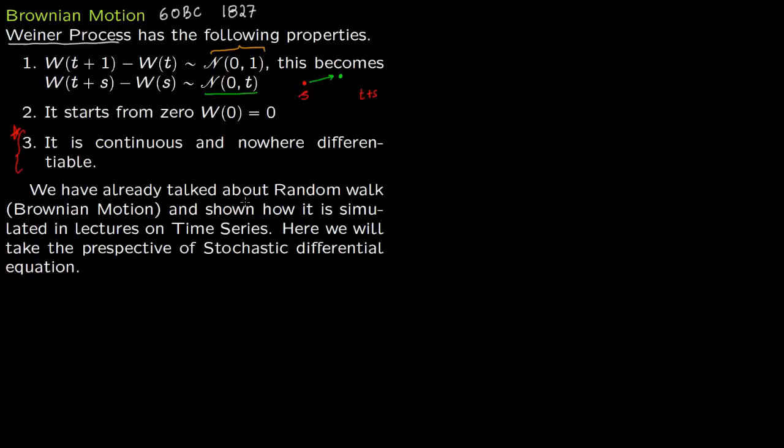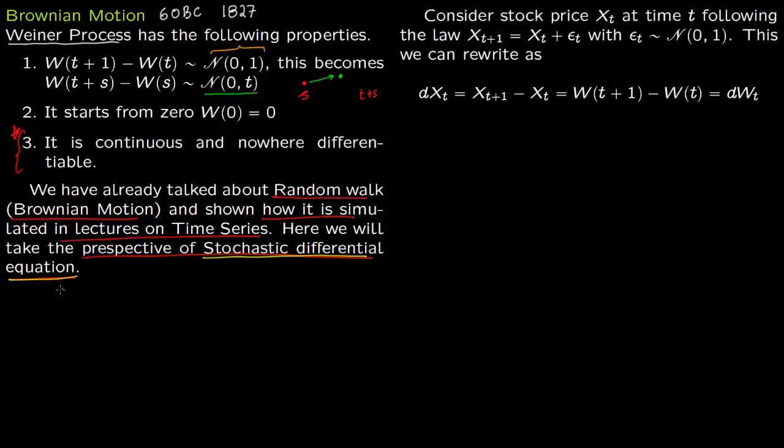Now we have already talked about random walk, and that is also a kind of Brownian motion, and we have shown how it is simulated in lectures on time series. Here we are going to do simulation again, but we are going to take the perspective of stochastic differential equations. Rather than thinking about time series, we are going to think in terms of stochastic differential equations, and soon the difference would become apparent. So let us talk about an example now.